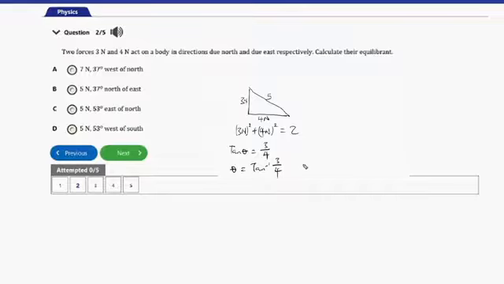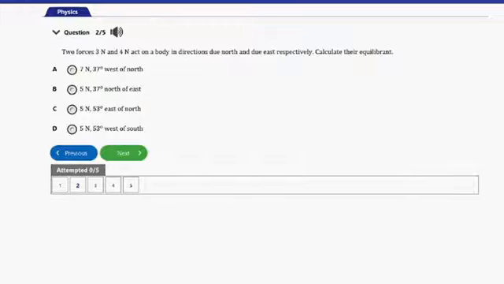In that case, option B becomes the answer to this question. That's 5 newtons, 37 degrees north of east. So that's it for this question. Let's go ahead and consider the next question, guys.